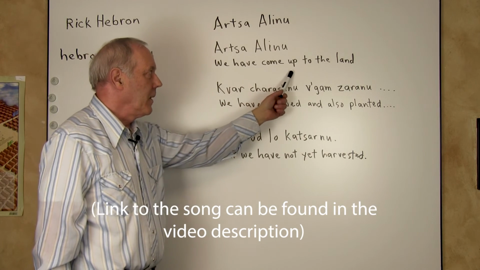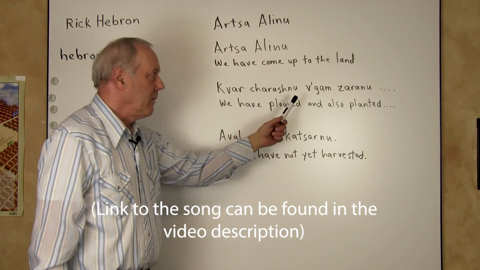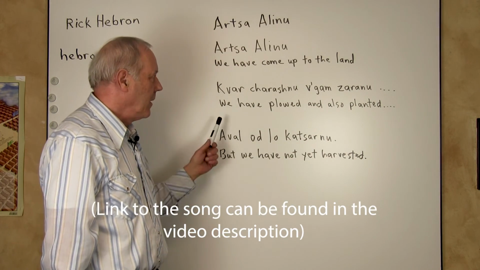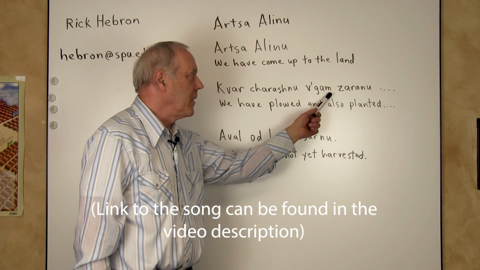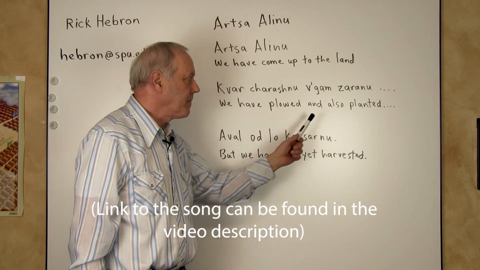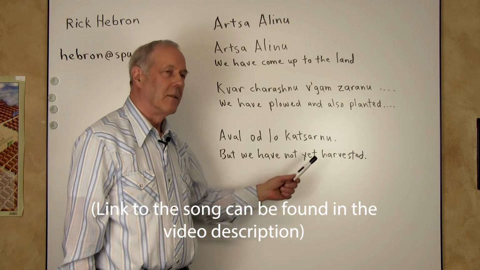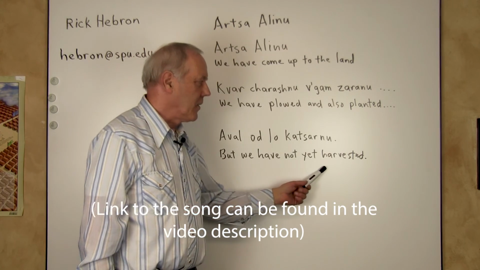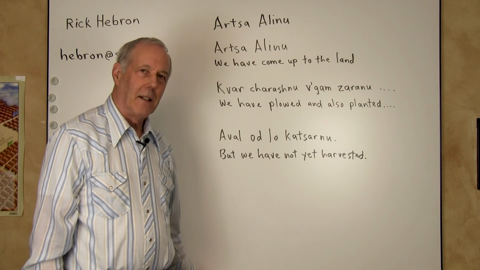We have come up to the land. Kvar harashnu vegam zaranu. We have plowed and also planted. Remember, gam means also. Aval odlo katsarnu. But we have not yet harvested. Artza Alinu.